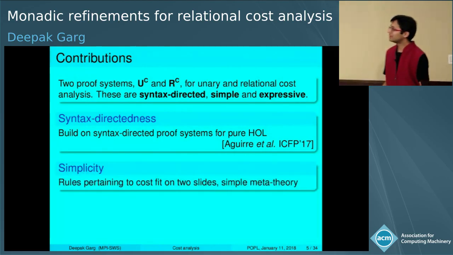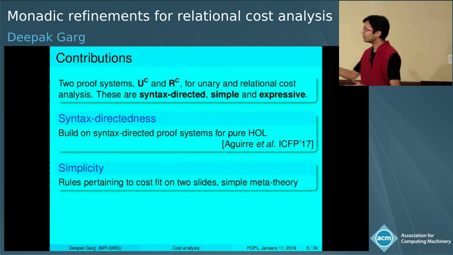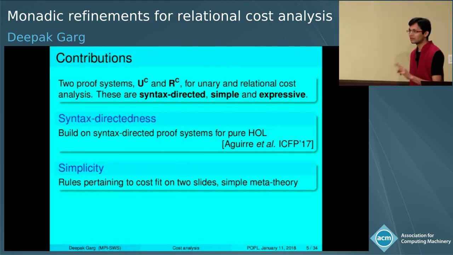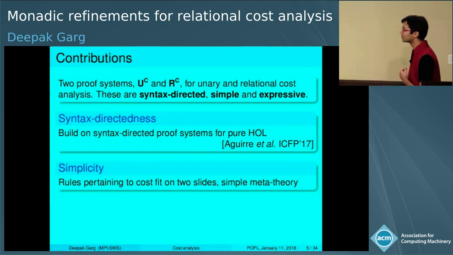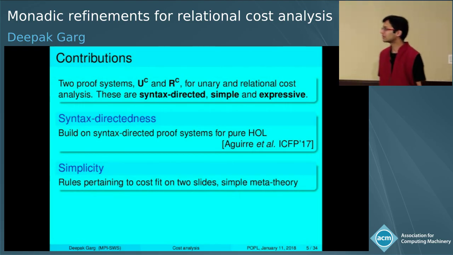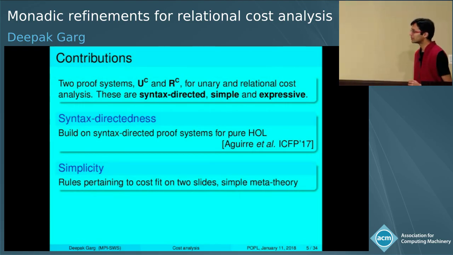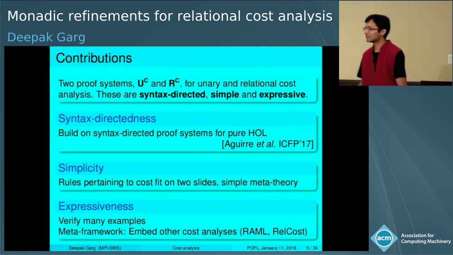In terms of simplicity, all the rules are very straightforward, and specifically the rules pertaining to cost will fit on just 2 slides, and I will show you one of those slides later. The other one I will defer to the paper. The meta theory of the whole system, basically the analysis of soundness and completeness, is also very elementary and very simple. But despite all this, the system is extremely expressive.